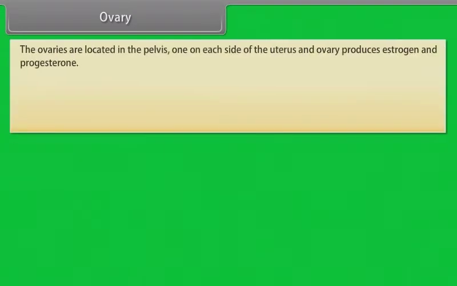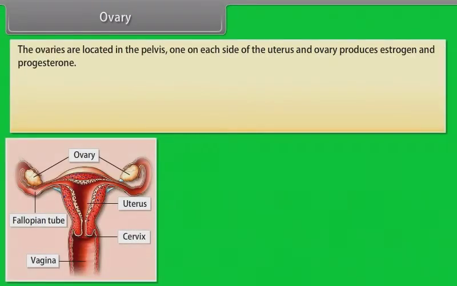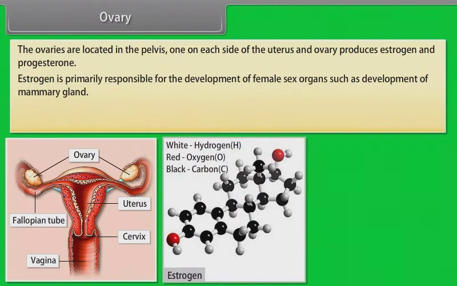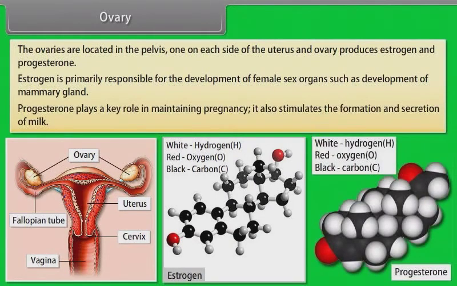Ovary. The ovaries are located in the pelvis, one on each side of the ureter, and the ovary produces estrogen and progesterone. Estrogen is primarily responsible for the development of female sex organs, such as development of mammary glands. Progesterone plays a key role in maintaining pregnancy. It also stimulates the formation and secretion of milk.